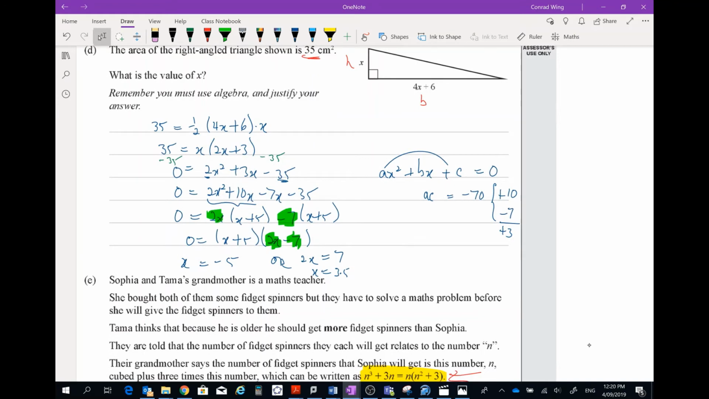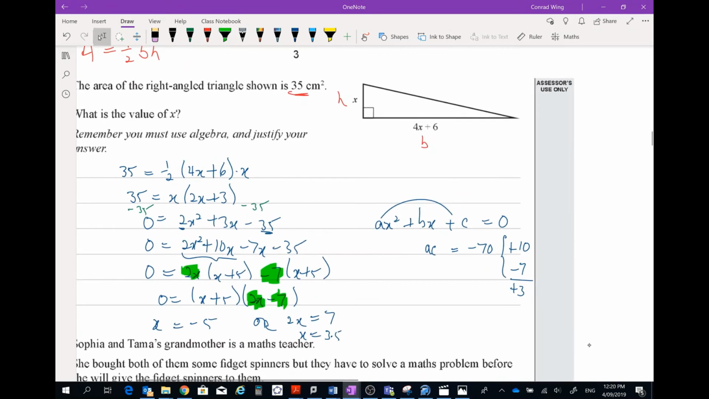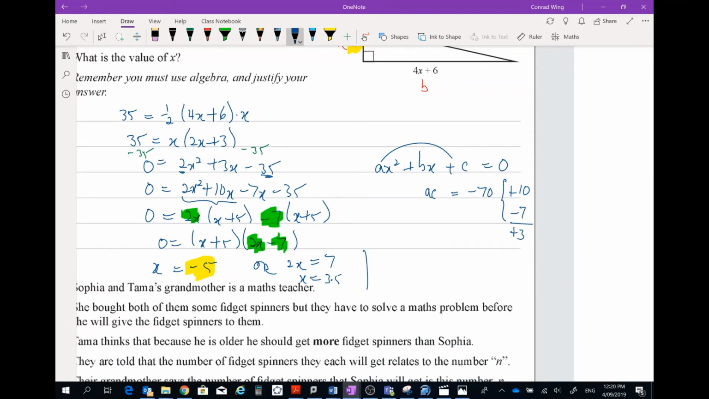Now, if you get to this stage, you've got merit, but you have to look at the context of the question. This says that x is the height of the triangle, so does it make sense to have a negative height? No. So to get the excellence, you have to write: reject x is equal to -5, since height is not negative. Therefore, x is 3.5 centimeters, the only valid answer.